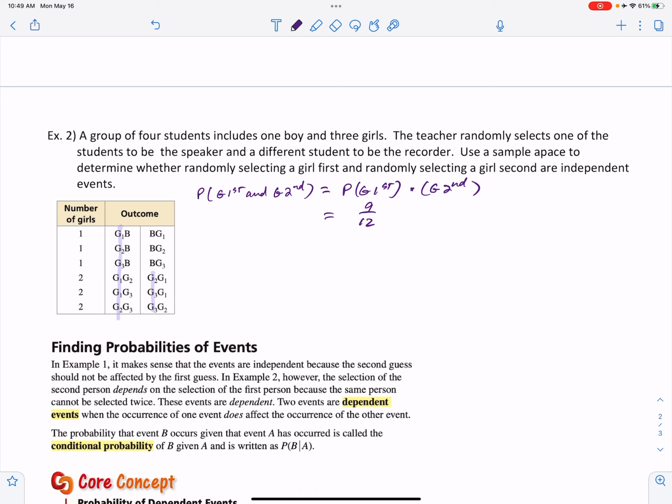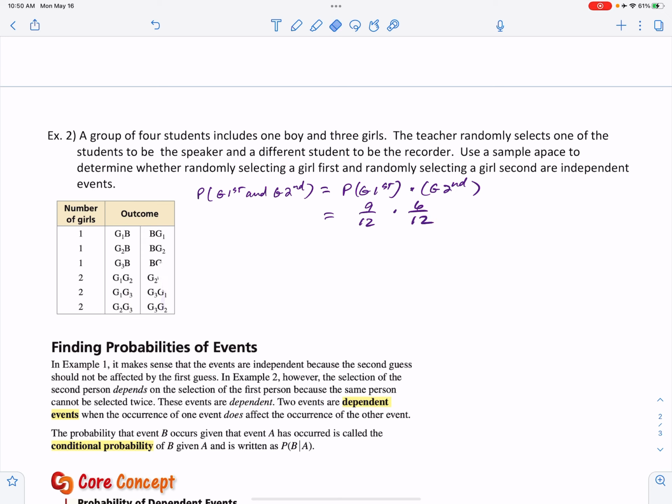Count them up. There's 6, 6. There's a total of 12. And in 9 of those, they have a girl first. All right. So then if I look at the probability of getting a girl second, are those 6 out of 12. So that is 6 out of 12.